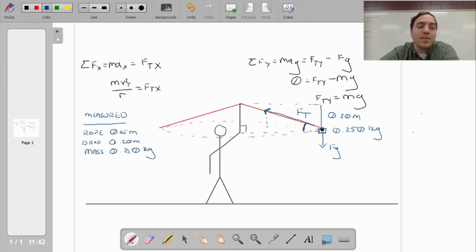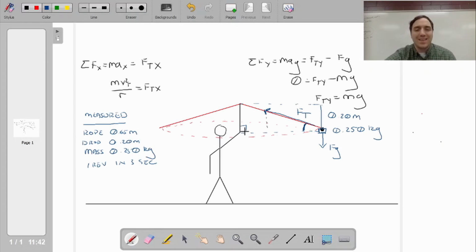I took some measurements. The rope is 0.65 meters long, the drop was 0.2 meters, the mass was 0.25 kilograms, and I did one revolution, or one rotation, in 3 seconds. The question ultimately is, at that point, what's the tension in the rope? The drop here is 0.2, the length here is 0.65, 0.25 kilograms, and trip around 3 seconds.